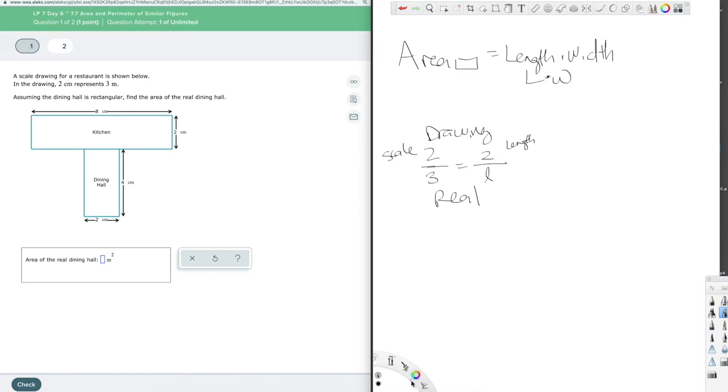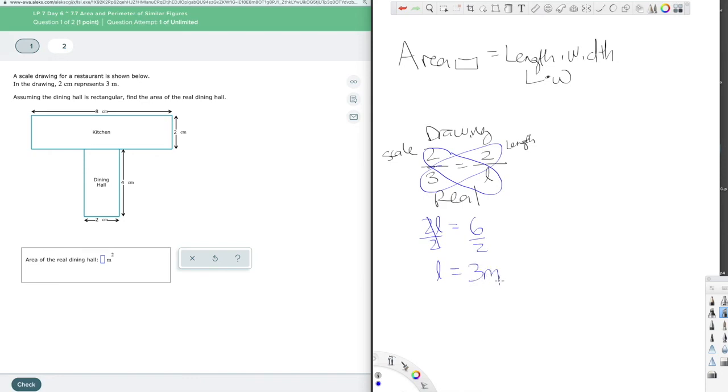And then we're going to do cross multiplication because we have a fraction equaling a fraction, which is a proportion. So 2 times L is 2L equals 3 times 2, which is 6. So then I'm going to divide by 2 on both sides because I want to get L all by itself. 2 divided by 2 cancels. So the length of the real dining hall is 3, not centimeters. We just converted that to meters.